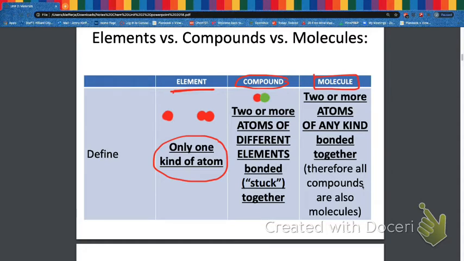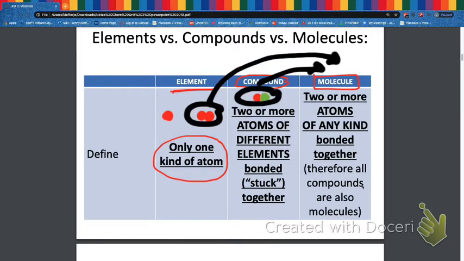Now, these two, this one and this one, are both molecules because they have two atoms stuck together. So molecules can be elements or compounds. Elements can exist as single atoms or as molecules. Compounds are always molecules. Okay? That's some terminology that you should make sure you've got straight in your head.